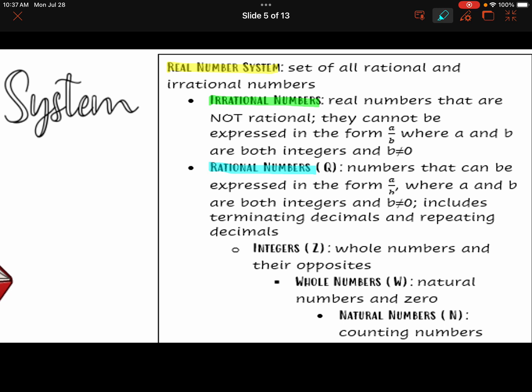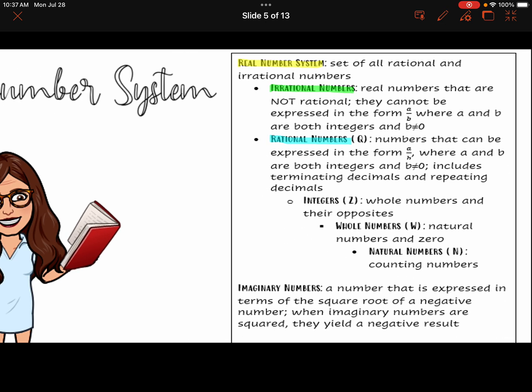That would include the square roots of perfect squares. That would include decimals that repeat. That would include decimals that terminate. And then rational numbers have subgroups inside of them. So inside of the bucket of rational numbers, there are integers. That means no fractions, no decimals, but it has negatives. Inside of integers are whole numbers. That is really just the number 0.